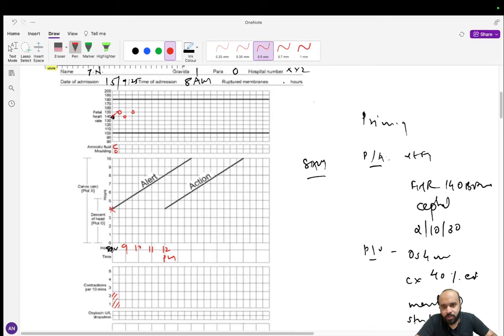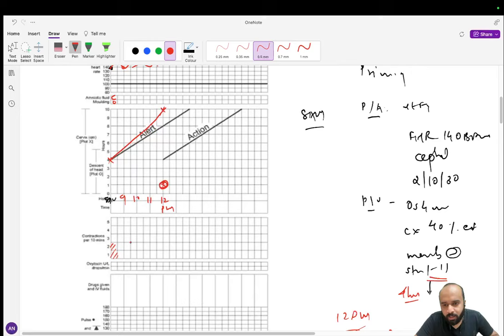So I have measured the heart rate till 12 o'clock, till this point. It was always normal. Now she has reached 10 centimeters at 12. So this is the chart where I plot it. And the descent is at +4 at this point over here. So the labor has progressed in this direction and it has not crossed the alert line, whereas the descent has also come down. The activity, I have monitored it regularly, was initially like this, but then it started becoming a lot more. So I made solid lines like this.